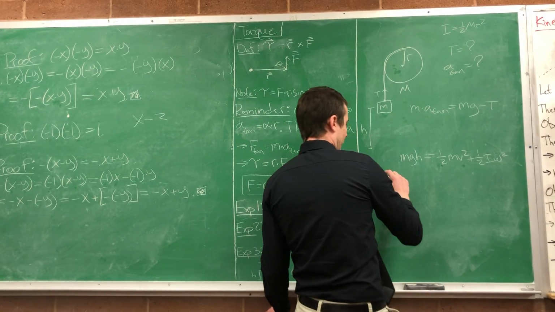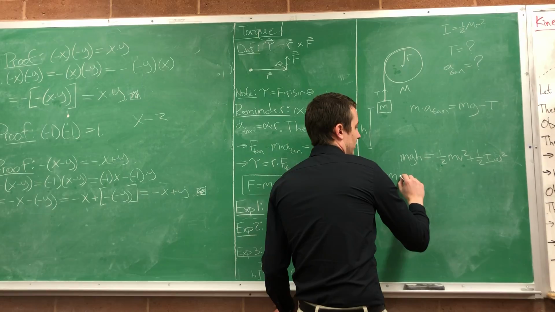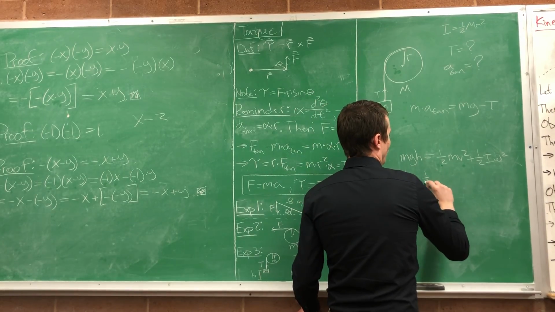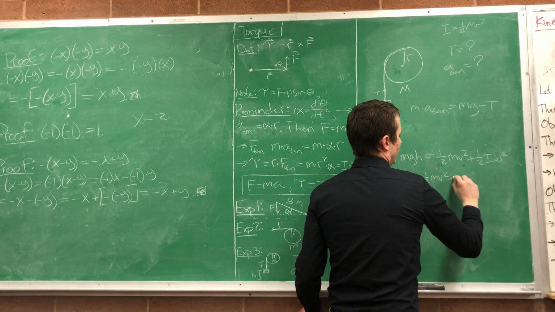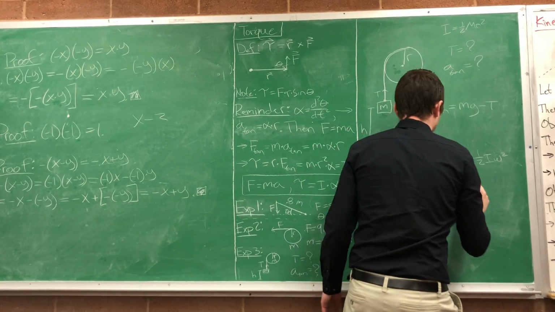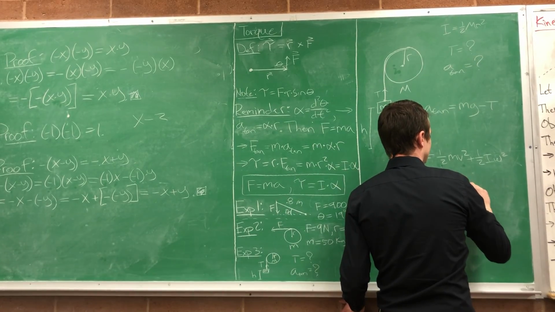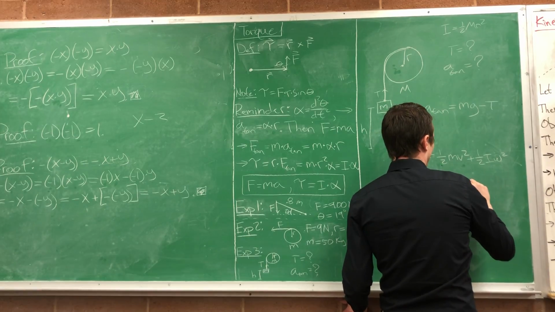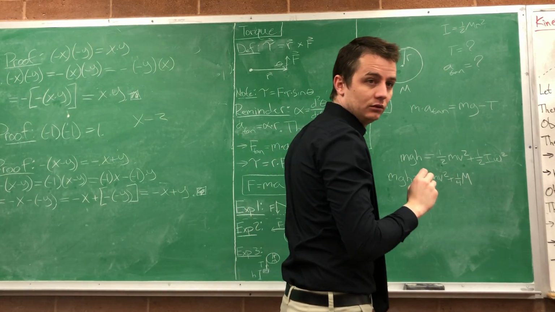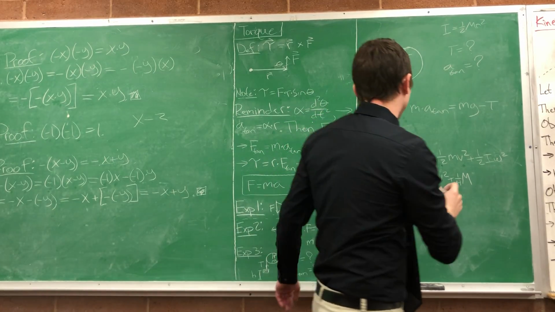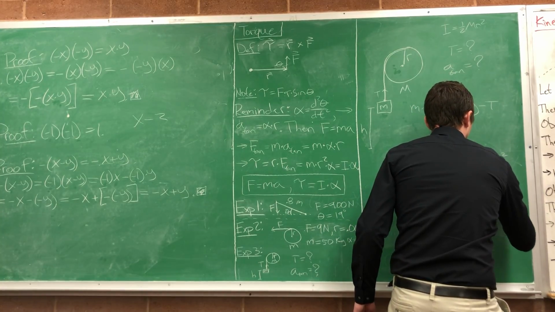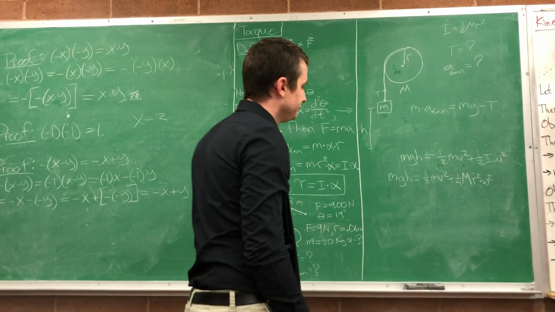Rewrite it really quick a different way. So we have mgh is equal to 1/2 mv squared plus, expanding out this, I was 1/2 M r squared, so we have 1/4. Capital M, remember there's a difference between capital M and little m. Little m is the mass of that, capital M is the mass of that. So 1/4 M r squared times omega squared.